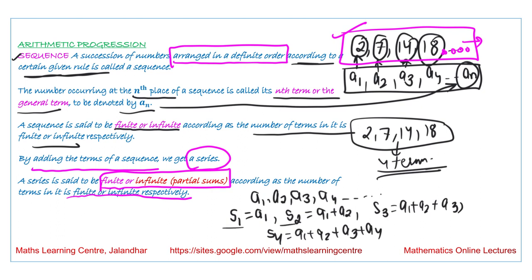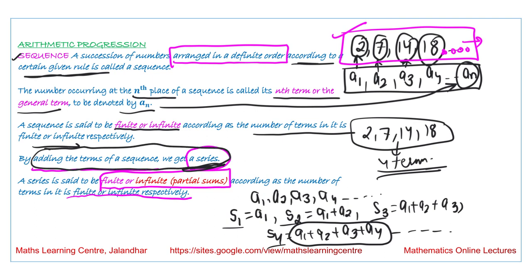These are the partial sums, and when we are adding the terms of the sequence and continue in this way, we obtain a series. There is a definition for the sum of the series or the limit of the series, but that is not part of your syllabus right now. You can just note that by adding the terms of a sequence we get a series. So if we add all these terms, we obtain the series over here.